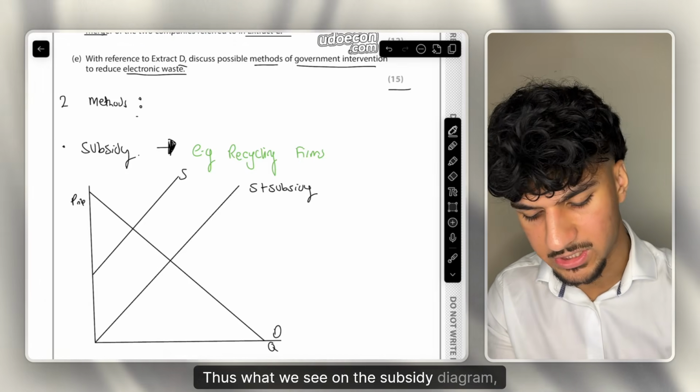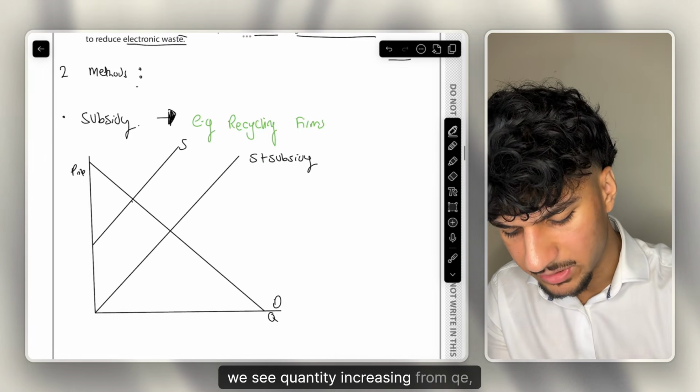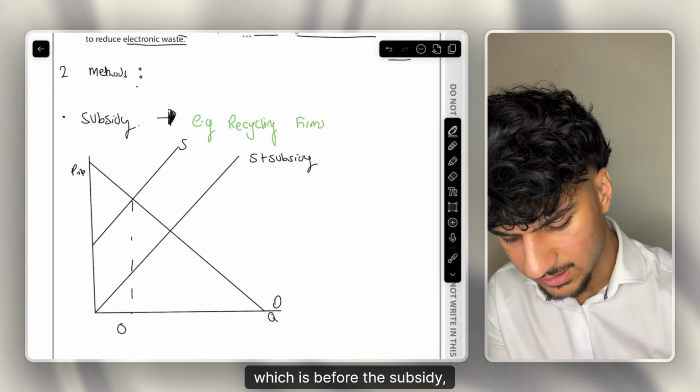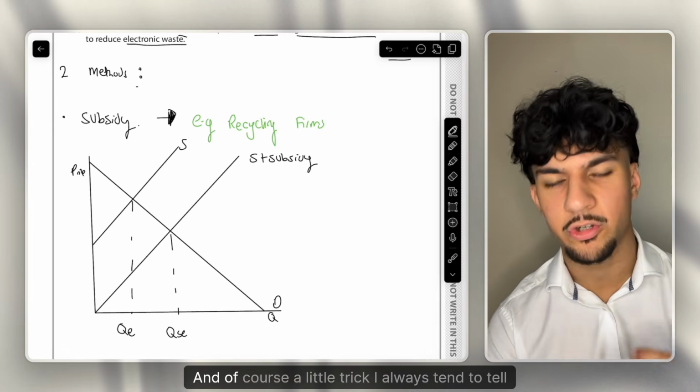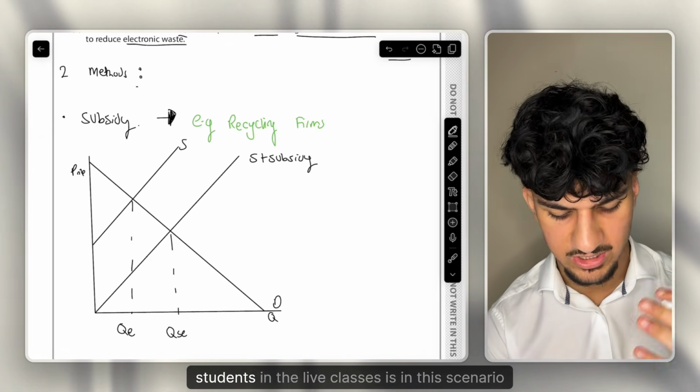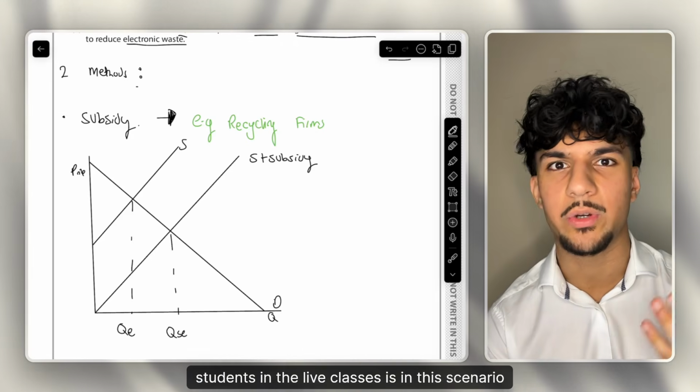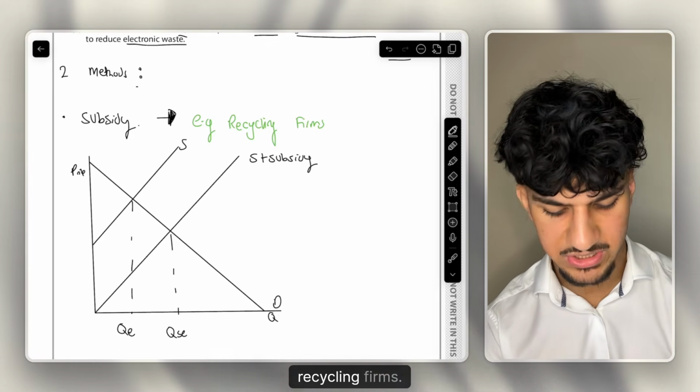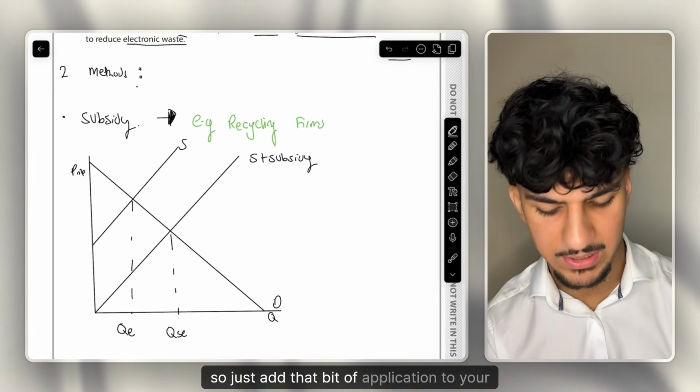Thus what we see on the subsidy diagram is quantity increasing from QE, which is before the subsidy, to now QSE. And of course, a little trick I always tend to tell students in the live classes is in this scenario, we're specifically talking about subsidizing recycling firms. So just add that bit of application to your diagram.